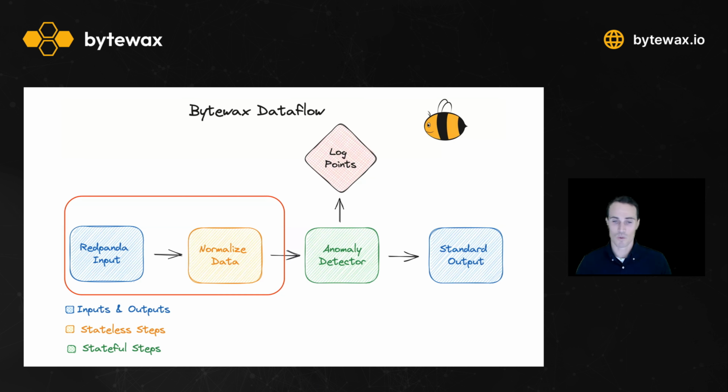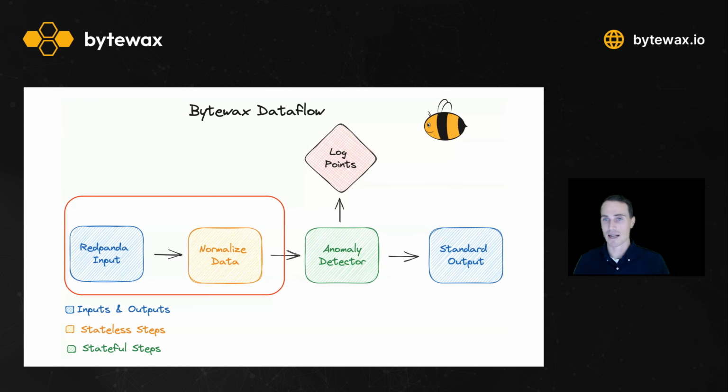In this specific instance, where we're writing a data flow to do some online machine learning and we're ingesting from Kafka, we're going to have an input, which is our Redpanda input, and we're going to normalize that data using a map operator with some code. Then we're going to have an anomaly detector, which is going to be a stateful operator because we have our model that we're persisting in state. In that, we're going to log points to Rerun. That's the one step you see above. And then we'll also write the data out to standard out. So let's go check what the Redpanda input and the data normalization looks like.